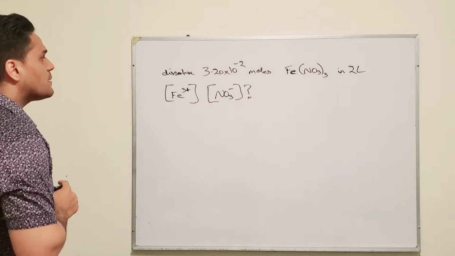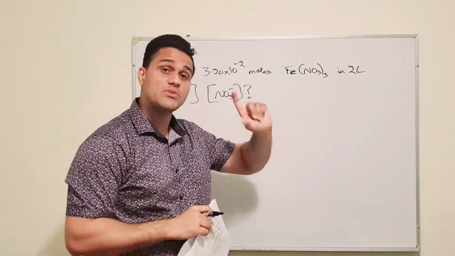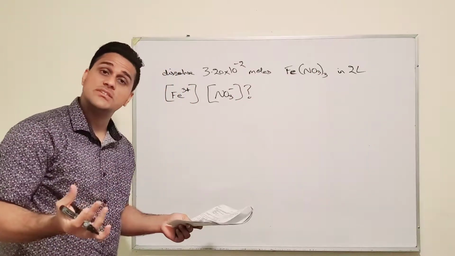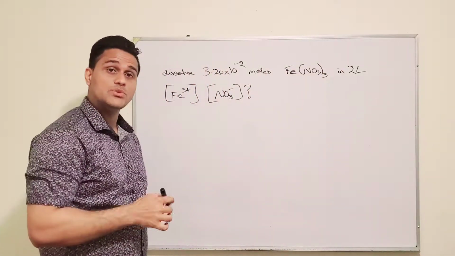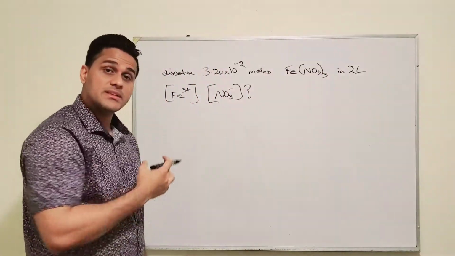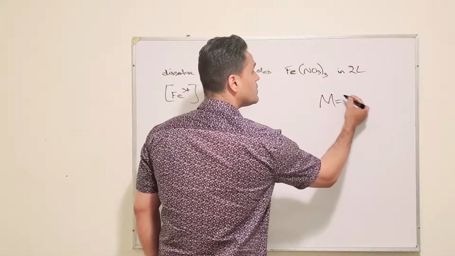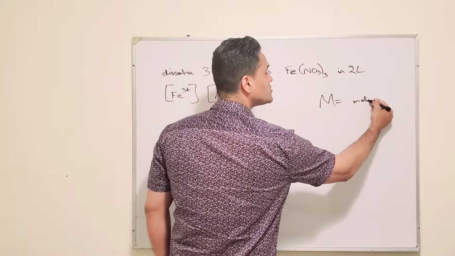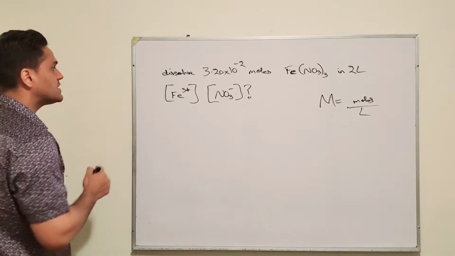So as a first step, we need to find the concentration of FeNO3. Okay? And how do we get the concentration? We take our moles and we divide it by the volume. We take our moles divided by the liter. Because molarity, big M, this capital M, is just moles per liter. So we're going to take our moles and divide it by the liter.